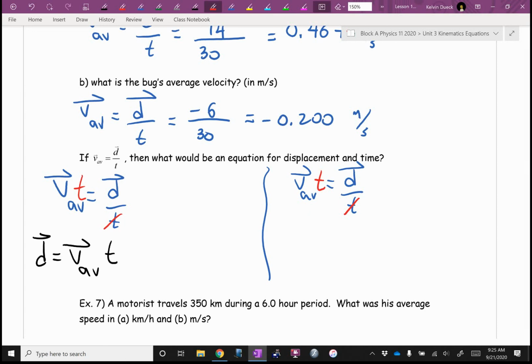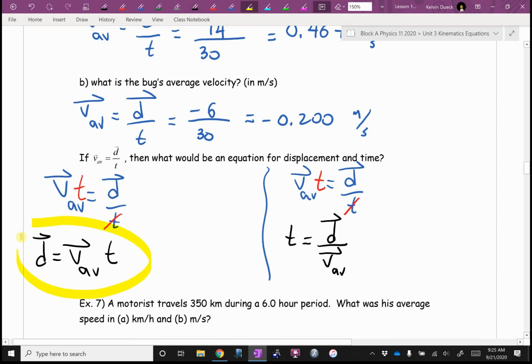What else is next to the letter t? What's the v doing to the t? Adding, subtracting, multiplying. So what's the opposite of multiplying on the left? So are you telling me, Deegan, that an equation for time is going to be the displacement divided by the average velocity? Yes. And I don't need to memorize it. I can derive it. I think the one that I gave you on your formula sheet is probably that one there, because I tend to give the non-fraction versions of equations because they're easier to work with.